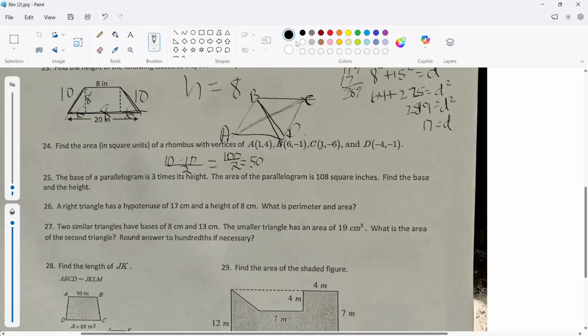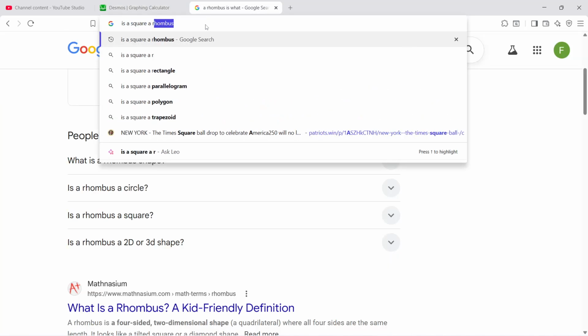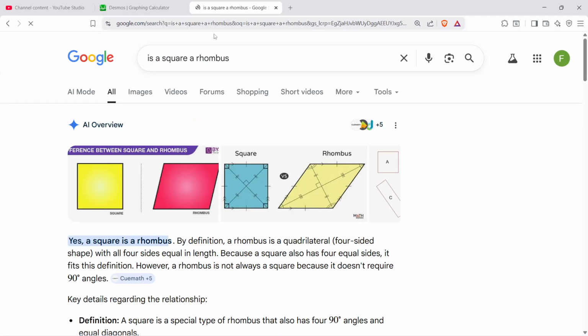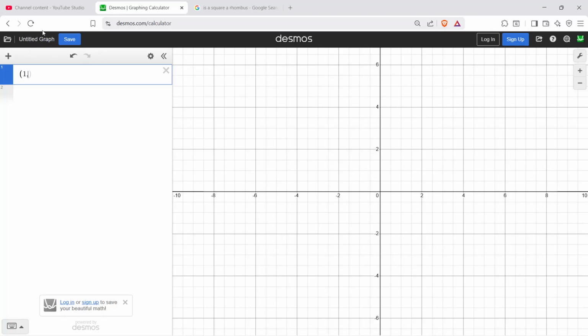Is a square a rhombus? Yes, okay, so this is probably a square. Let's see. 1, 4. Let me put these points in. 1, 4. And then I've got 6, negative 1. I just want to look at it.